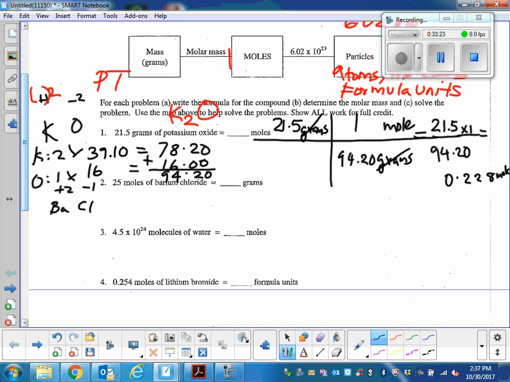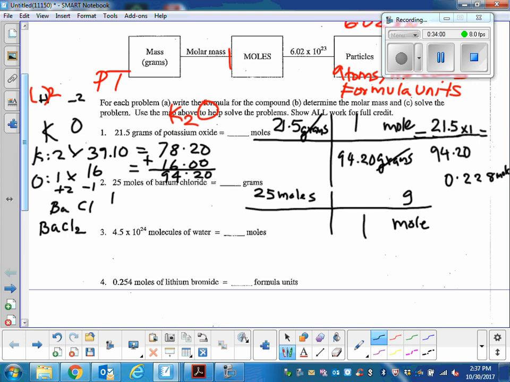BaCl2. So barium chloride is BaCl2. Okay? What am I given? 25 moles of barium chloride. Is that right? What do I bring down? The moles. What am I converting it into? Grams. What goes before mole? 1. What do I do before grams? I have to do the whole calculation, the molar mass.